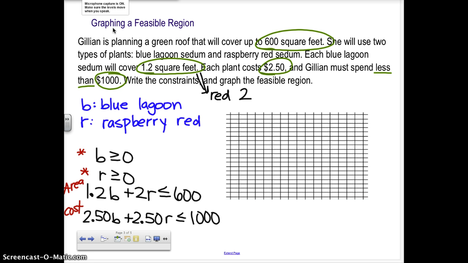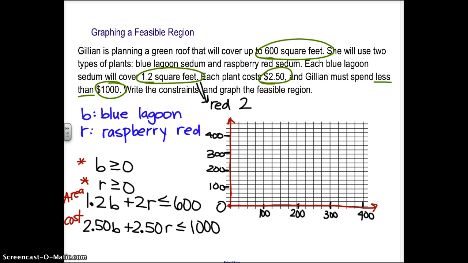I'm going to get this graph set up, and we'll take a look at that. Now I know with b greater than or equal to 0 and r greater than or equal to 0, that locks me into this first quadrant where both values are positive. I'm going to make this blue and this red. Now I have two other functions still to graph. One of them says 1.2b plus 2r is less than or equal to 600.